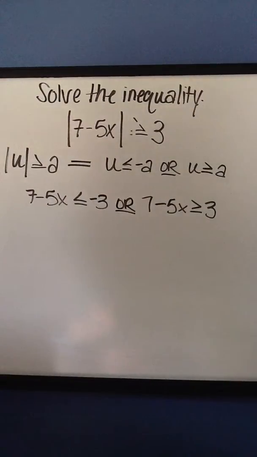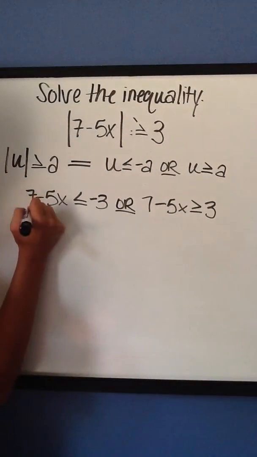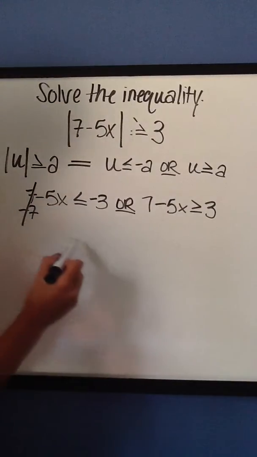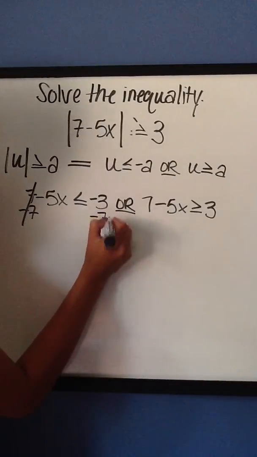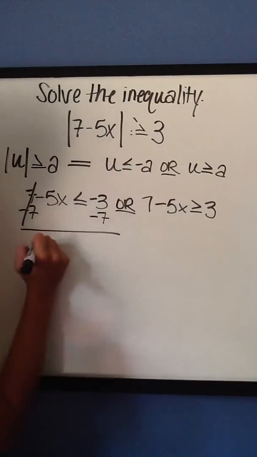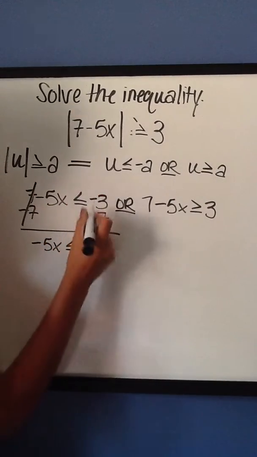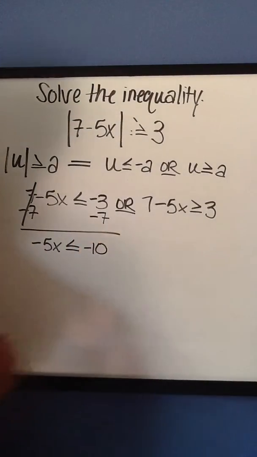One thing to remember when you're doing this is whatever you do to one side of the equation, you have to do to the other. So if I'm going to subtract 7 here to get these to cancel out, I also have to subtract 7 from the right side of the equation. And this here would leave me with negative 5x is less than or equal to, and a negative 7 plus a negative 3 is equal to a negative 10.